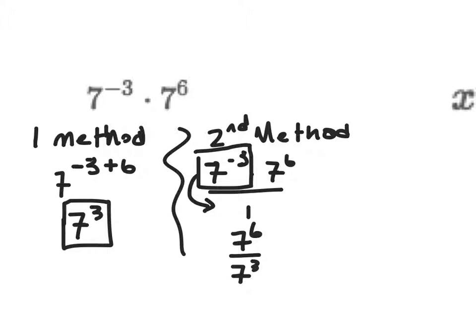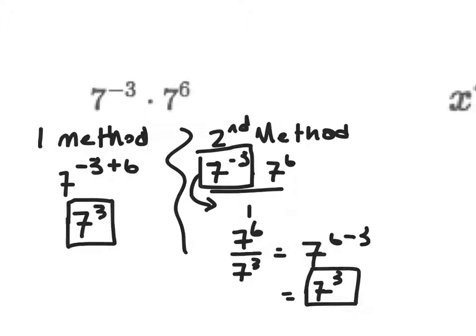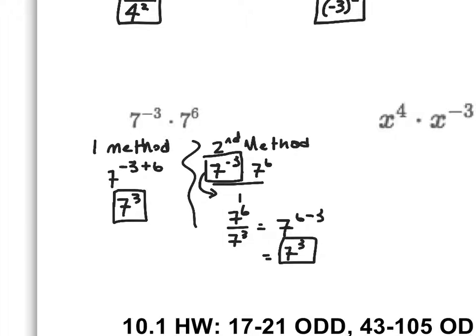And what I'm going to do then is subtract my exponents. I'm going to get 7 to the 6 minus 3 power, which is going to give me 7 to the third power. Guys, I don't really care how you do this, as long as you get the right answer and you're doing it correctly. A lot of these I can just do in my head, but if you're struggling with showing your work, then you need to go through these methods.